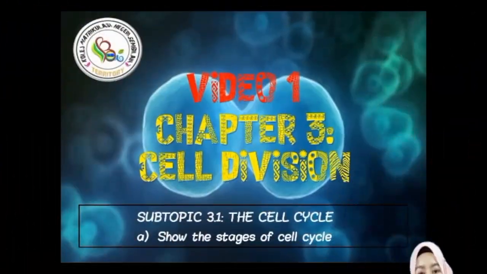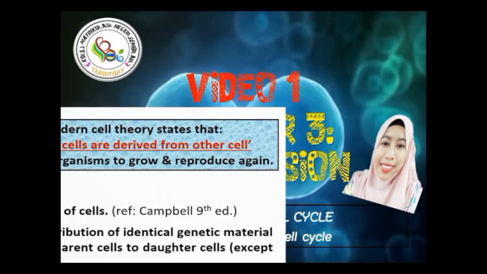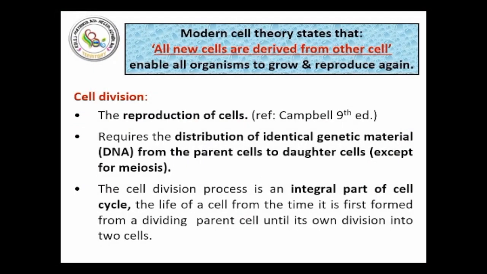Cell division. For the first subtopic 3.1, the cell cycle, at the end of the lesson, students should be able to show the stages of the cell cycle. Modern cell theory states that all new cells are derived from other cells. It enables all organisms to grow and reproduce again.